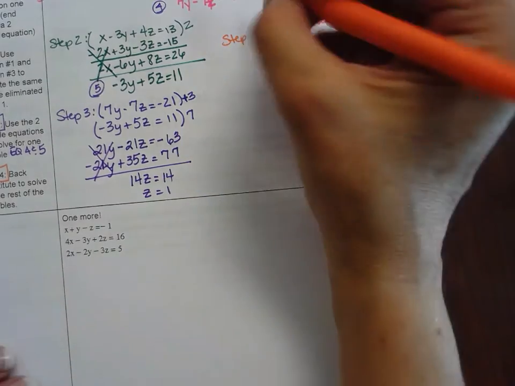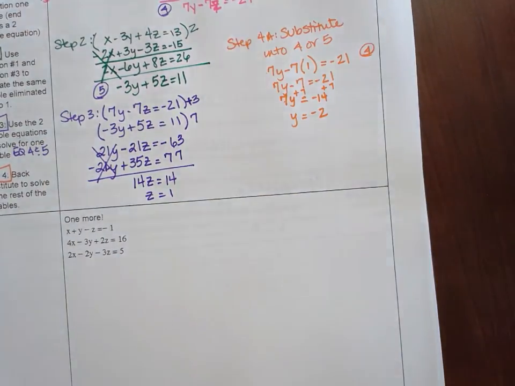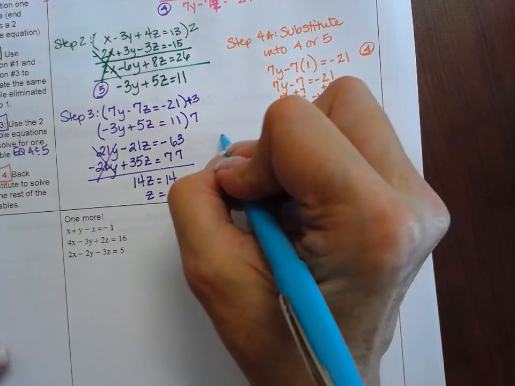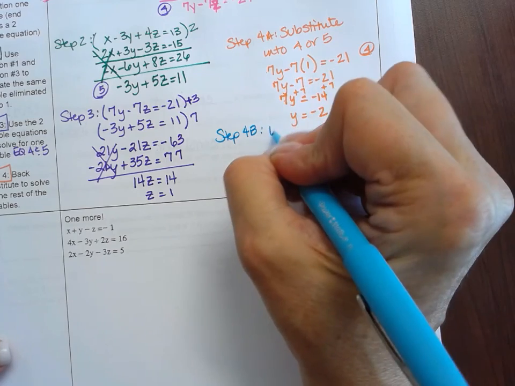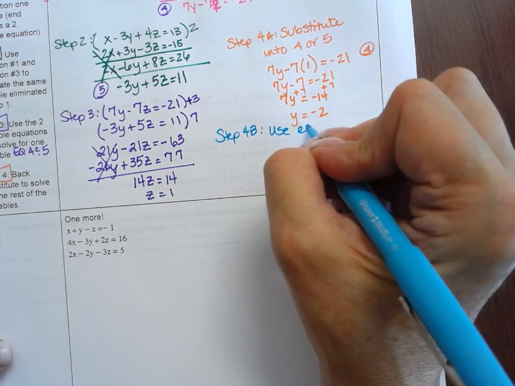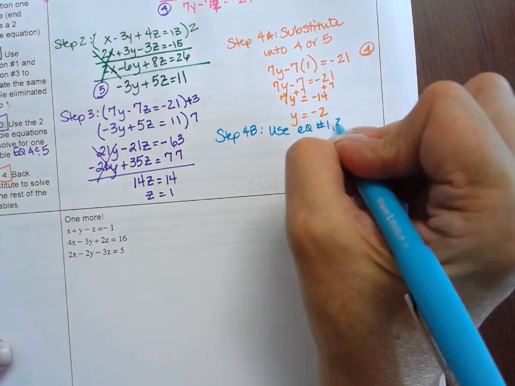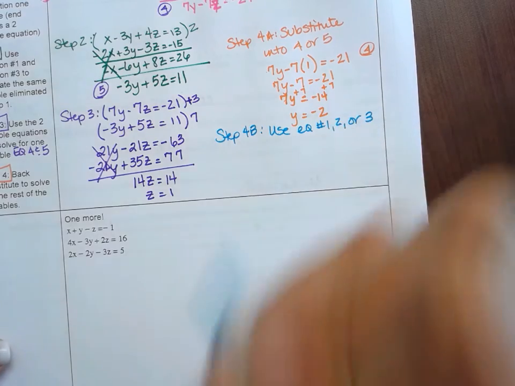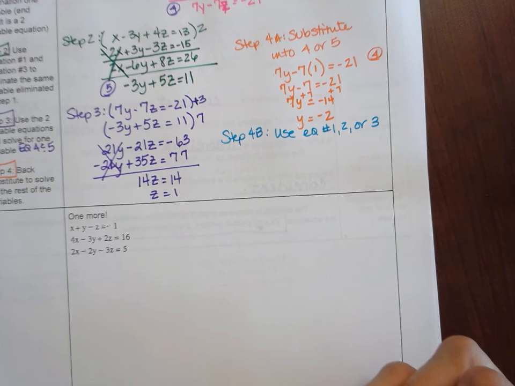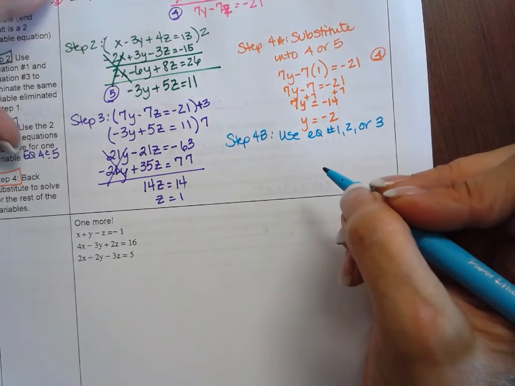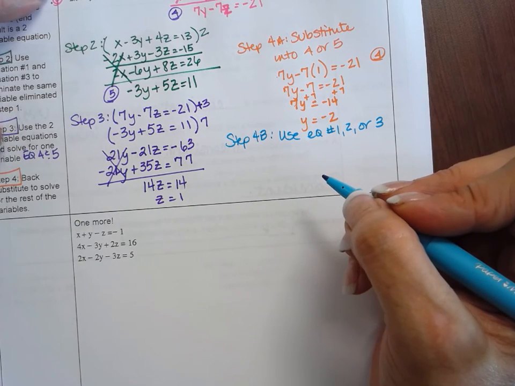That's like saying step 4a. And now we're going to do step 4b and use equation 1, 2, or 3. Doesn't matter. So which one do you want to use? Equation 1, 2, or 3? 2. Okay. Why'd you pick that one?